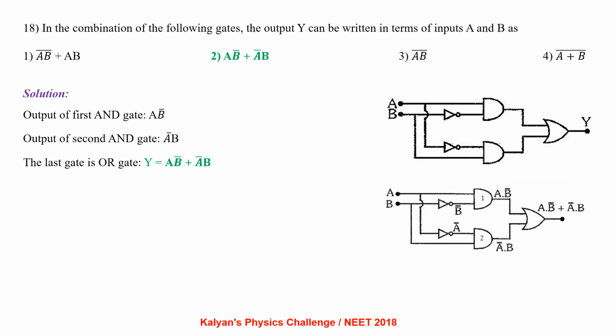In the combination of the following gates, the output Y can be written in terms of inputs A and B as. See the logic circuit, it is a combination of 2 AND gates, 1 OR gate and 2 NOT gates. We can see the output of first AND gate is A dot B bar, the output of second AND gate is A bar dot B, which are fed to the OR gate. The output comes out to be A B bar plus A bar B, which is an exclusive OR gate.